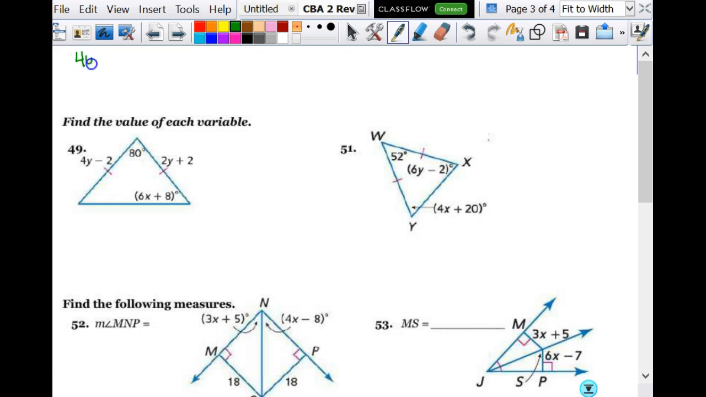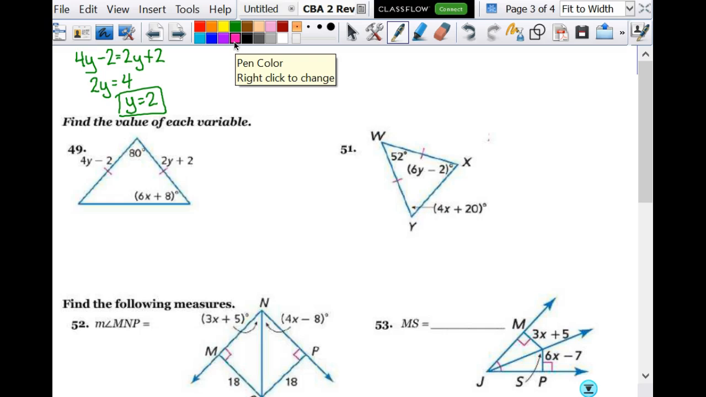So 4y minus 2 equals 2y plus 2, which means that 2y equals 4 and y equals 2. There you go. All right, so then I need to find x. Well, this angle's labeled, this angle's labeled. I don't have anything here. I cannot put an x here because I don't know what it is.